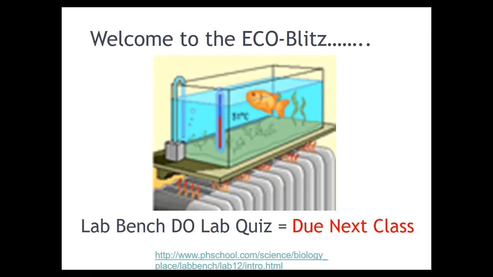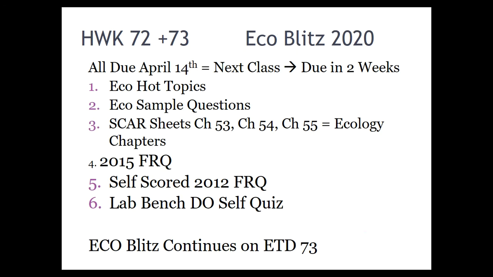Do not forget to check out the lab bench. It's got some great connections, and they love dissolved oxygen. It kind of makes all those dead zones on Earth and all our water bodies make sense. Your homework is to hit those sample questions. You can see that you're going to self-score the 2012, and you're going to start working on the 2015. You're going to do SCAR sheets for chapters 53 through 55, the ecology chapters. There's also the GRs for those that are available, but I'm not requiring them. That's up to you if you want to understand them better. Our focus for the rest of this will be on those eco hot topics, which will hit, especially in ETD 73 coming up next. Woo!